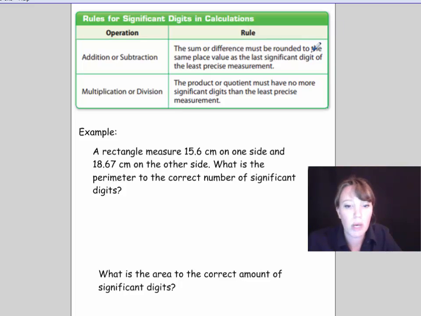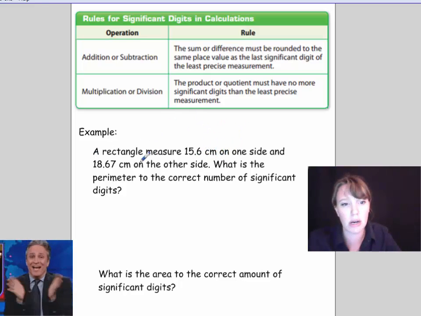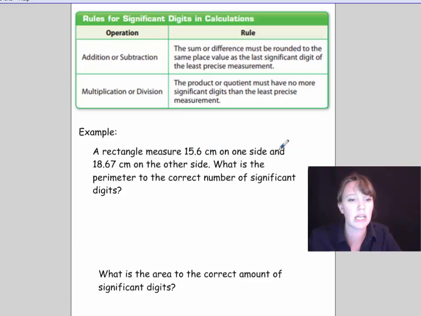Okay, so one last thing we have to go over is what happens when we add and subtract numbers. What happens when we operate on numbers and we want to keep the same level of precision. So this happens a lot in science. You know, when students ask me, well, what do we round to? This is a nice rule in order to figure out what you should round to if you aren't given any restrictions in the problem. So let's say a rectangle measures 15.6 centimeters on one side and 18.67 centimeters on the other side. What is the perimeter to the correct number of digits?